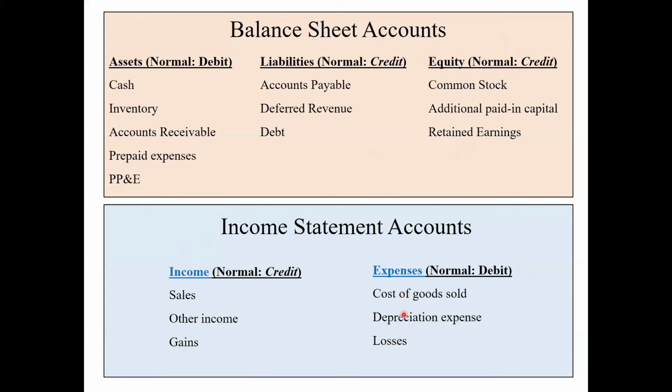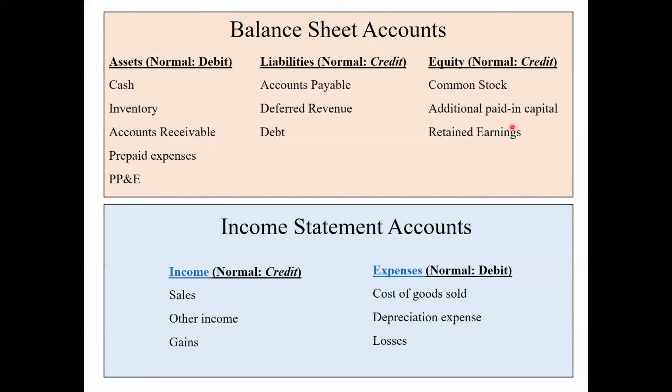Expenses, cost of goods sold, depreciation expense, and losses, well, these reduce the owner's equity. And so when these get transferred into retained earnings at the end of an accounting period in the closing entry, these debits become debits in retained earnings, and they reduce the equity account retained earnings.